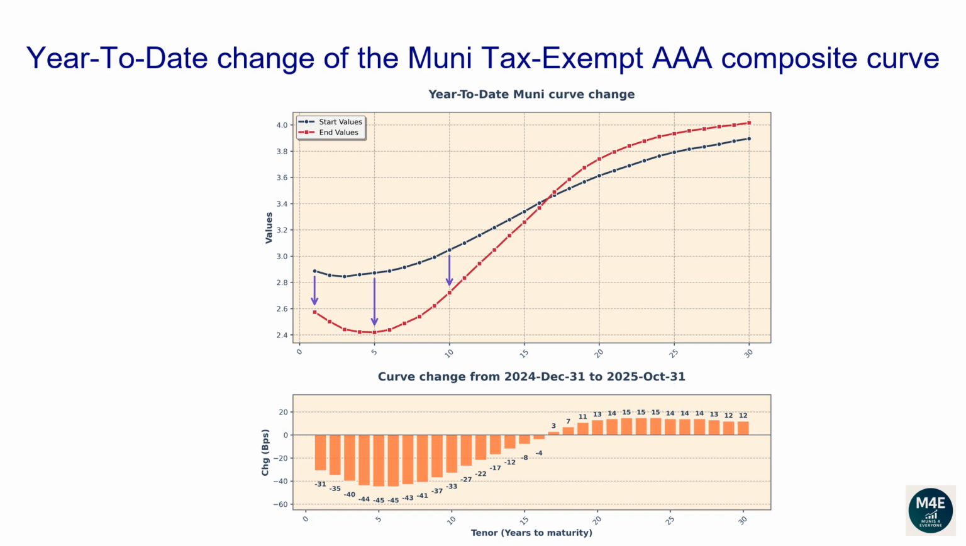The 1-year tenor changed -31 basis points. The 2-year tenor changed -35 basis points. The 5-year tenor changed -45 basis points. The 10-year tenor changed -33 basis points. The 20-year tenor changed 13 basis points. The 30-year tenor changed 12 basis points.